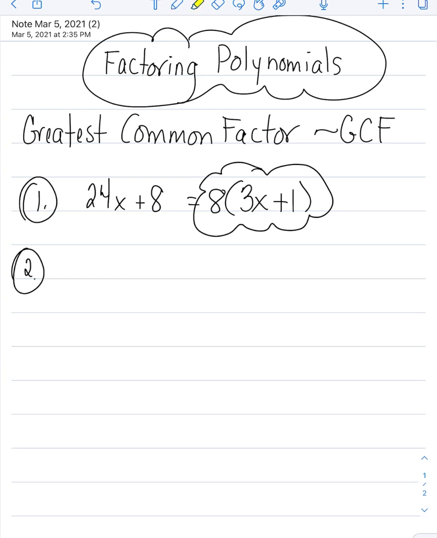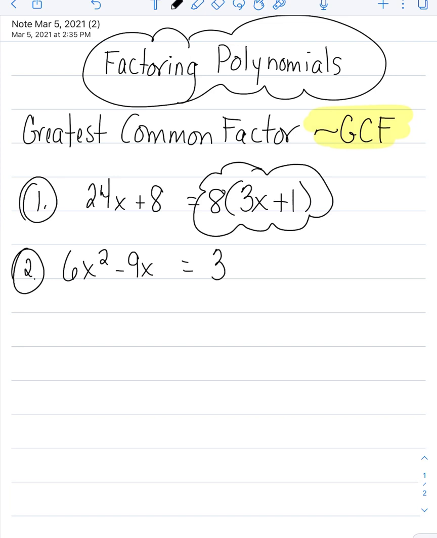So let's pull out the greatest common factors on a few more. So let's say we have 6x squared minus 9x. Well, first let's look at the numbers or the coefficients. I notice that both of those are divisible by 3. 6 is and 9 is divisible by 3. So I can factor out a 3.